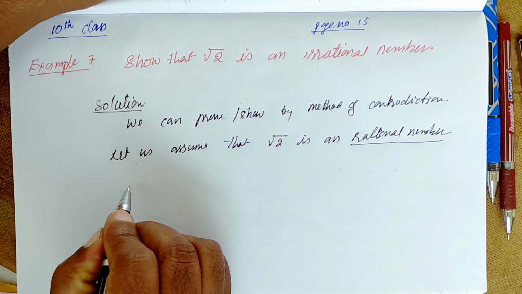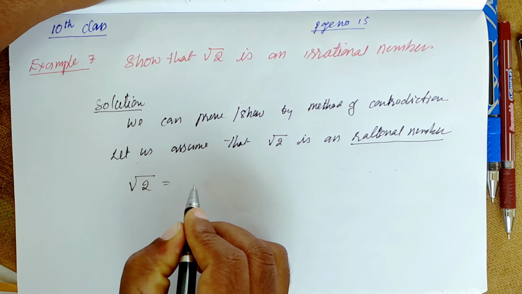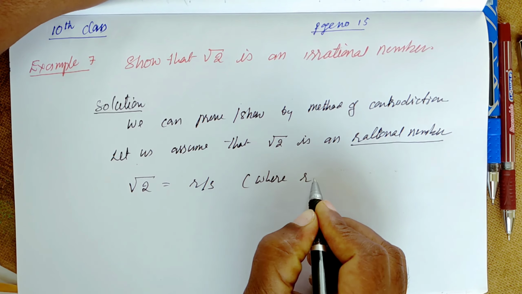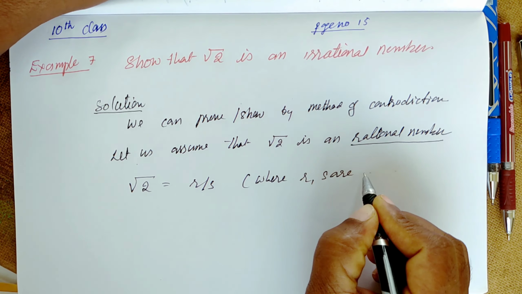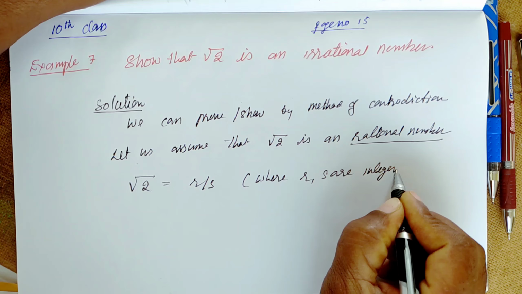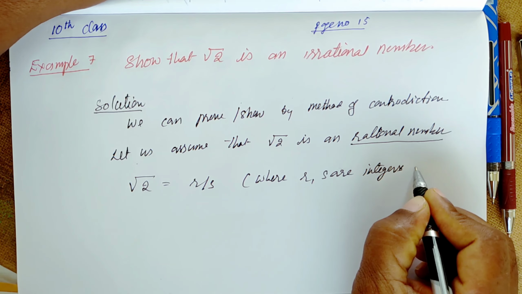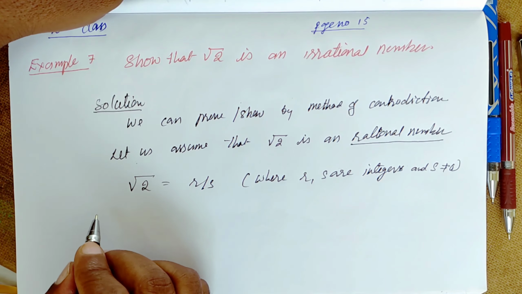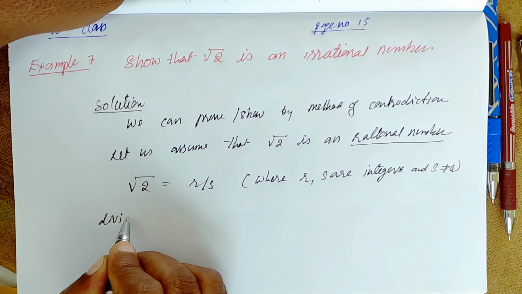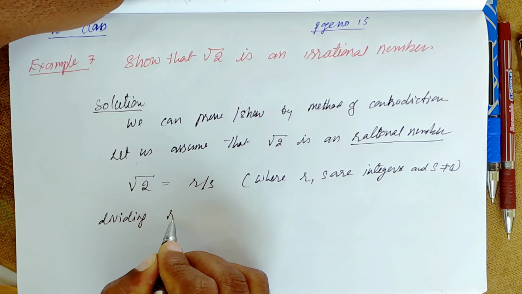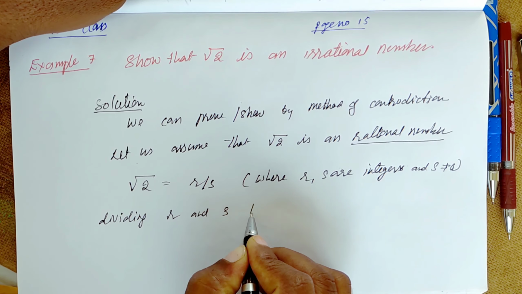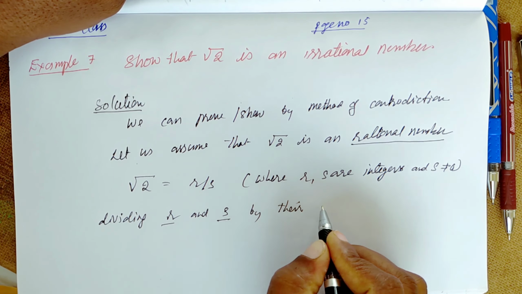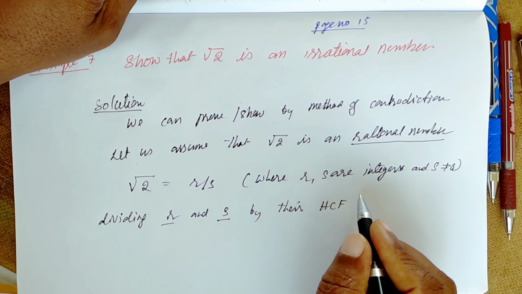So therefore, root 2 is equal to R by S, where R and S are integers and S is not equal to 0. Dividing R and S by their HCF, highest common factor.